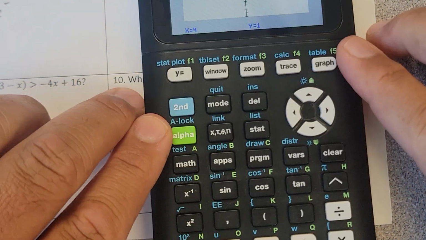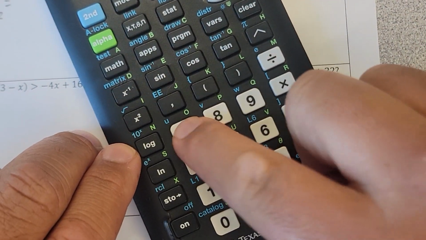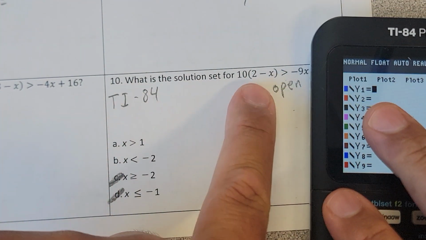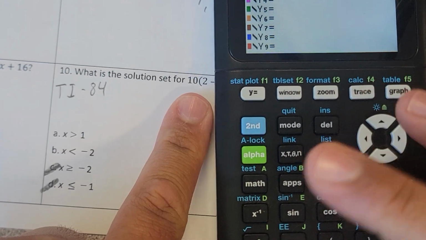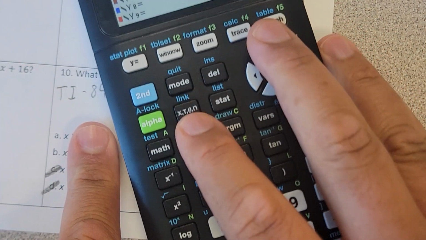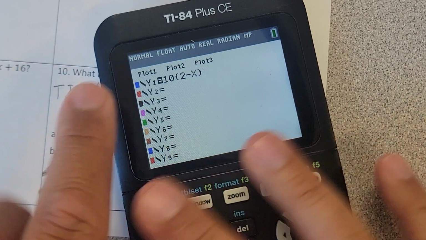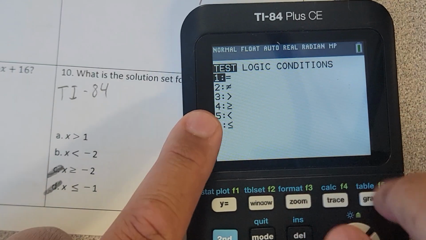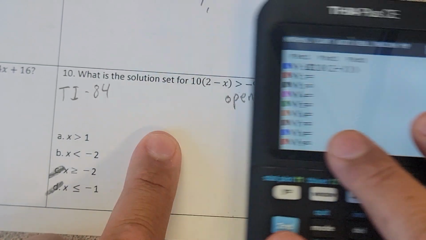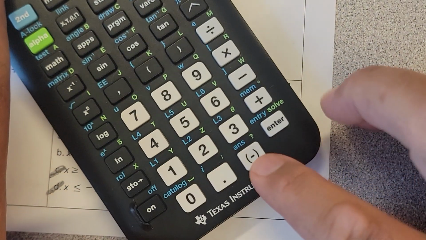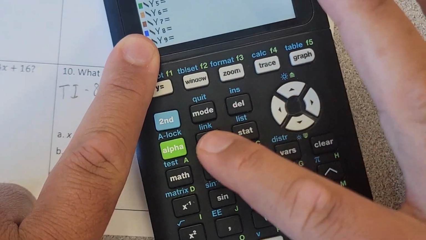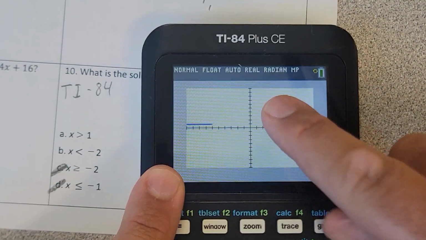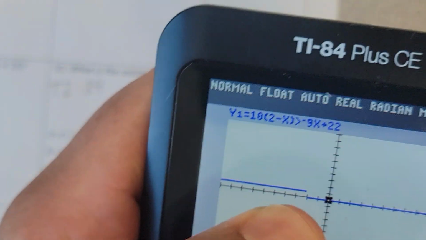All right. So let's reset the calculator, guys. Reset. Second plus 7, 1, 2. All right, reset. Push y equals. Let's put this right here, 10 parentheses 2 minus x parenthesis. And the symbol, second math. Greater than, that's number 3. And then negative 9, negativo 9, negative 9x plus 22. And push trace.